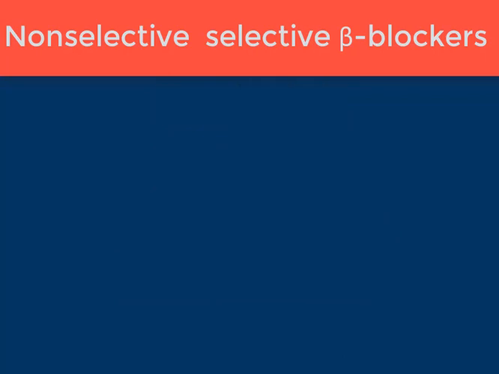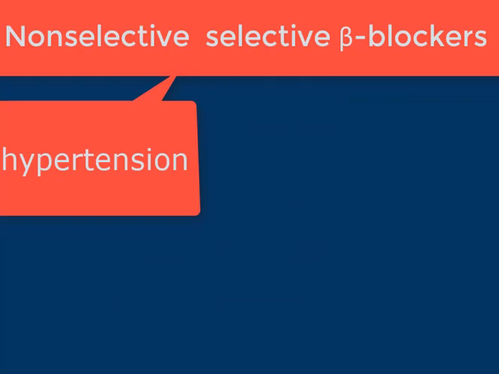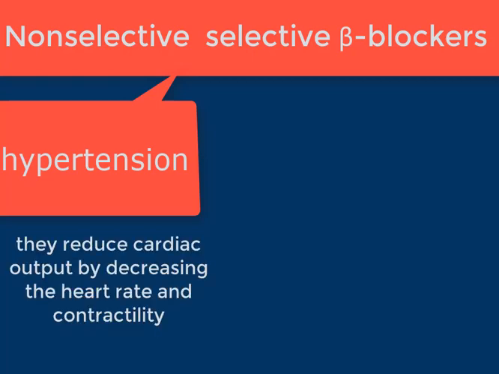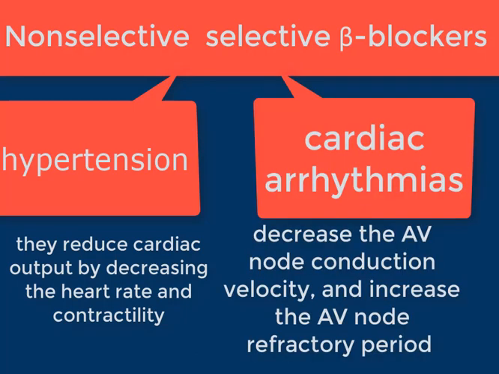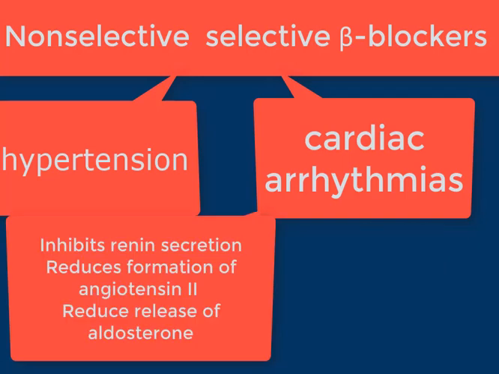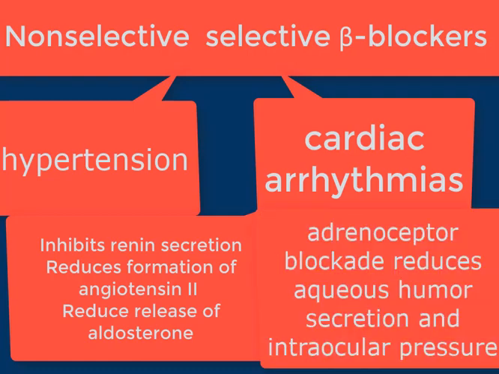Beta blockers are used very heavily in the treatment of hypertension. The beta blockers lower blood pressure by blocking beta-1 adrenoceptors in the heart. They reduce cardiac output by decreasing the heart rate and contractility. Beta blockers also decrease the AV node conduction velocity and increase the AV node refractory period, so they are also used in cardiac arrhythmias. Blockade of beta-1 receptors in renal juxtaglomerular cells inhibits renin secretion, which in turn reduces the formation of angiotensin II and the subsequent release of aldosterone.